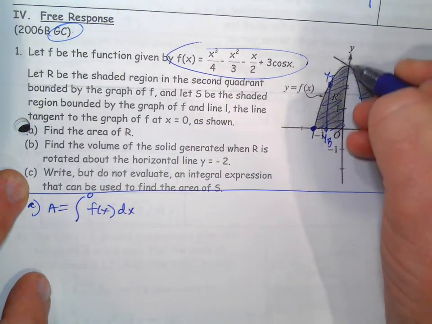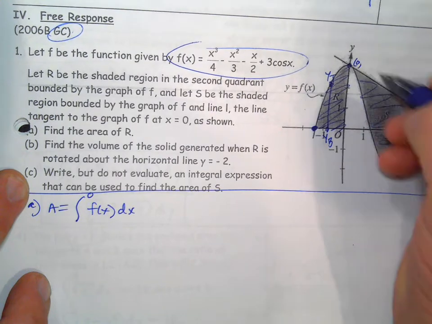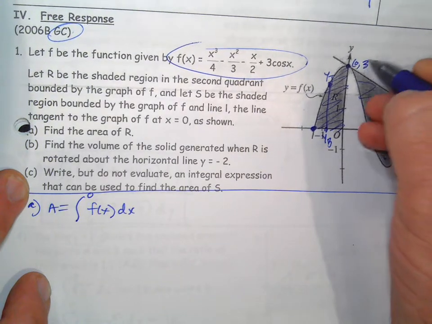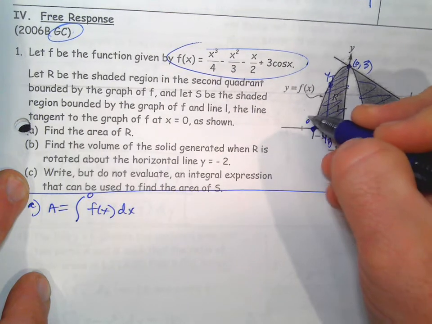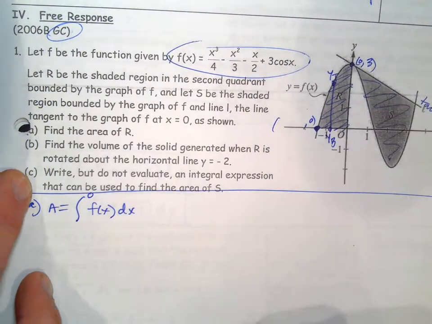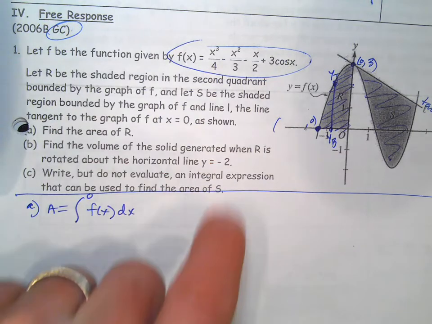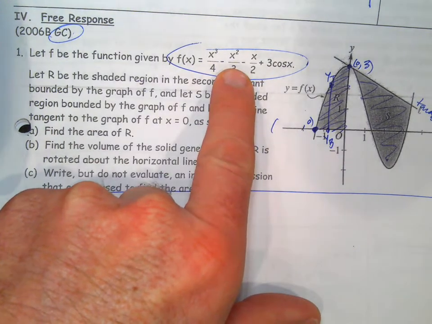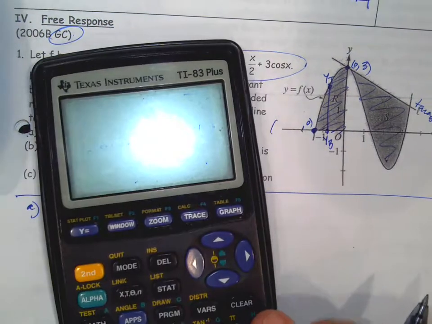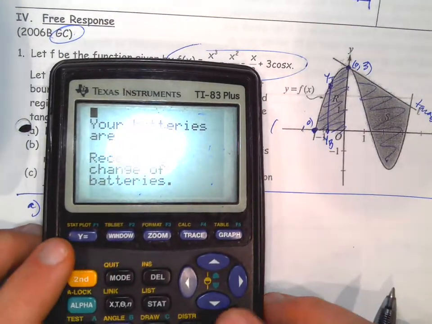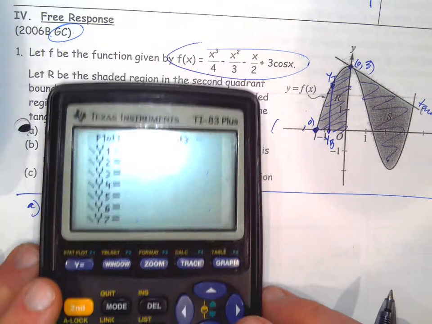Really, just one limit. This is for sure 0, and the point (0, 3), I think. You plug 0 in here, you get 3. This right here, though, is an x-intercept, which you could set equal to 0 and try to solve, which I don't think you're going to be able to pull off.